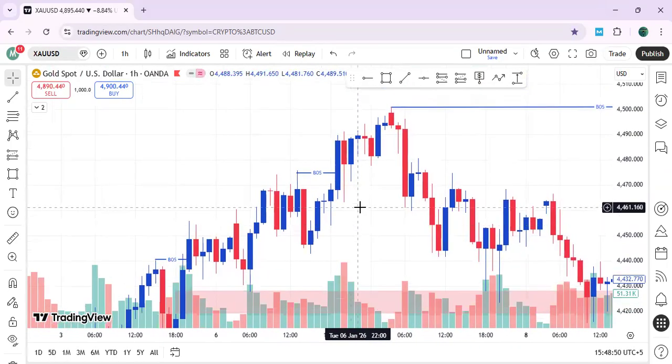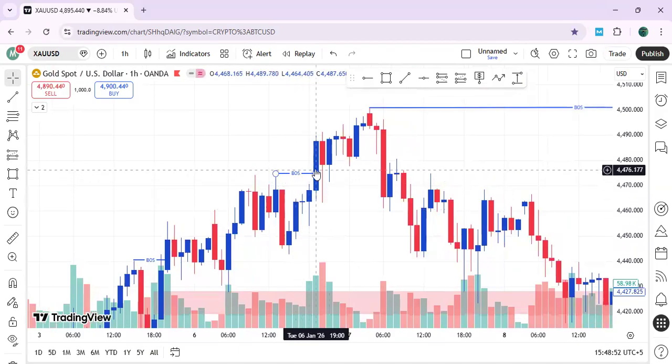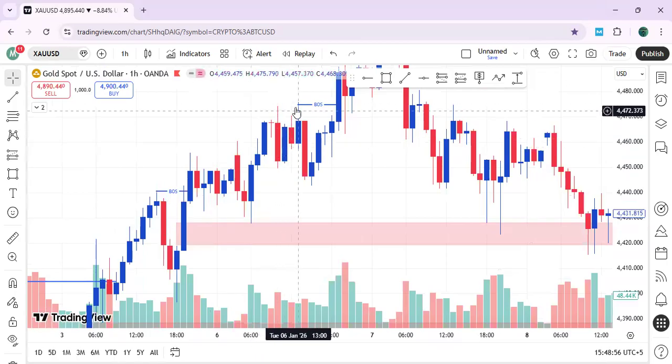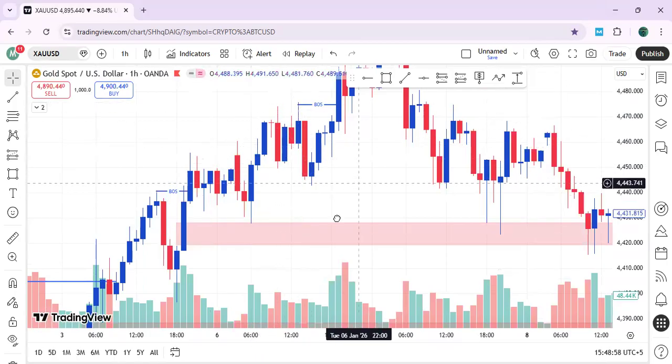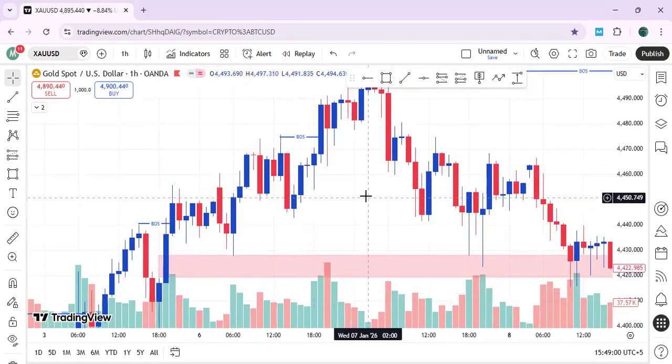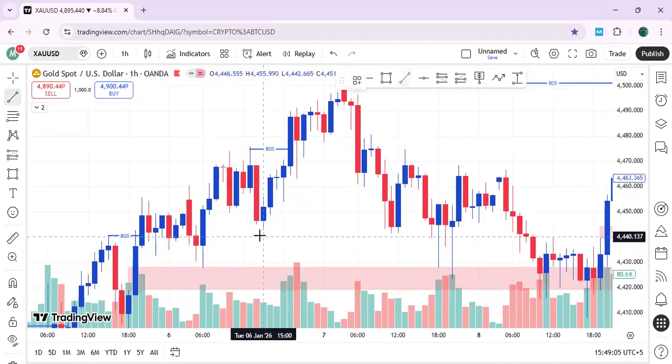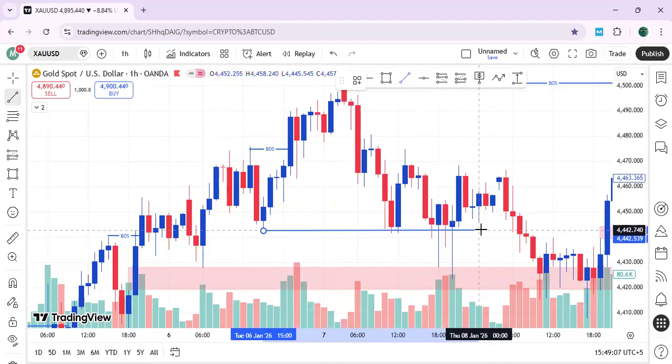Okay, so just a very interesting point. Just see here. After that one, from here to here, this one is a single move. This one is a valid retracement. From here to here, this one is a valid retracement, and this one is an impulse move. So just remember, this one is our confirmed low point.